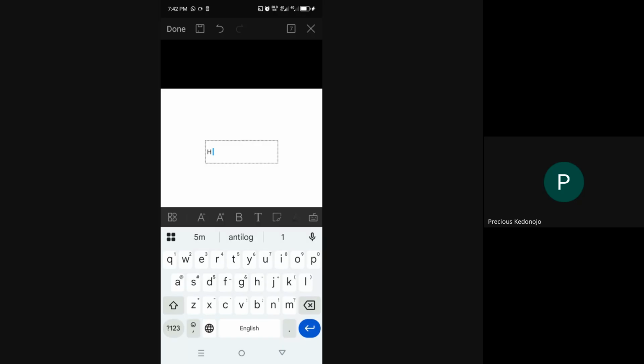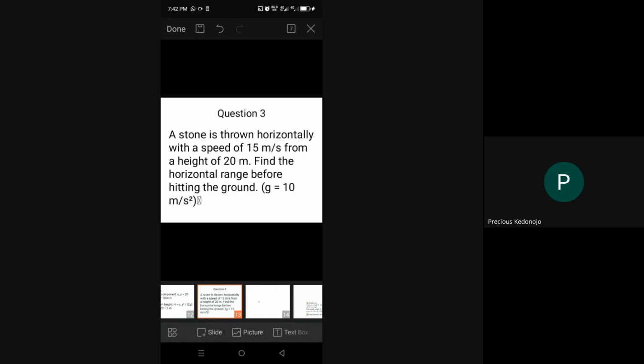Okay, so I was saying that since you were not given an angle in this question, you cannot use the formula for range that says R is equal to u squared sine 2 theta over g. You can't use that because there is no theta in this question. So what am I going to do? This is what I will do: you will use the normal equation for motion.